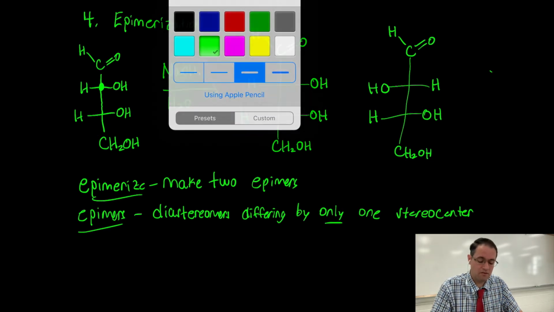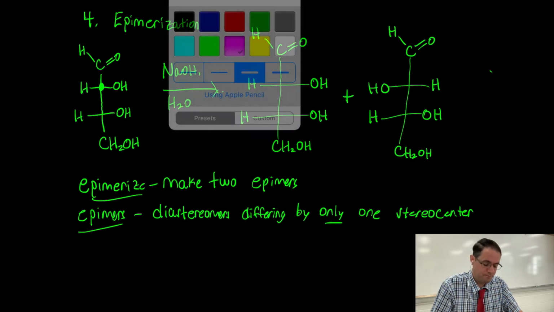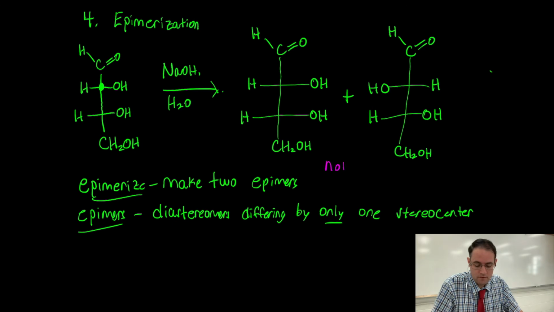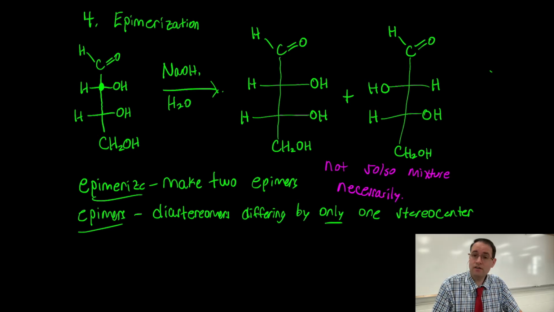So maybe it's best if I just make a note of that. It's not a 50-50 mixture necessarily because remember, diastereomers have different energies. How does this work? Let me show you the mechanism. If you don't need to see it, that's fine. The textbook is lacking on this. They say, oh, just remember how this works and you probably can figure it out. I don't think so. So I'm going to show you how it works.